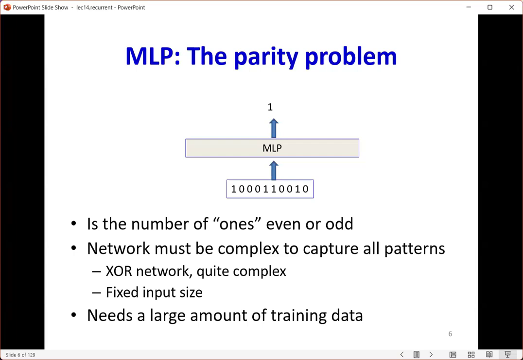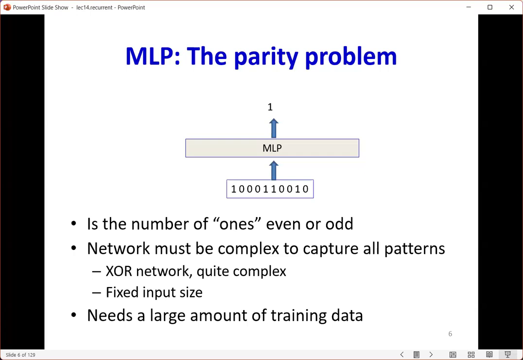2 raised to n, right? Because it's an XOR network. We explicitly saw this problem in the second lecture. You can't forget within 4 weeks. And how many training instances would you need to train the network, even if you had the network of that size? You'd have to see every possible input pattern to learn them all, correct? So it's going to be exponentially large, both in size and in the amount of training data.